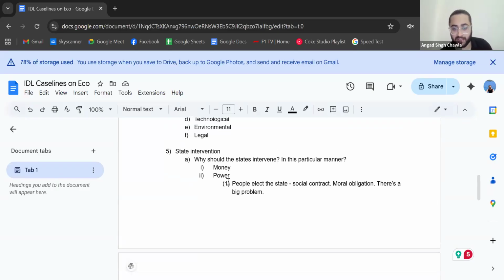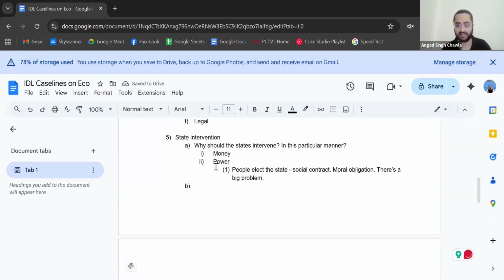Let's talk about state intervention. Why should the state intervene in this particular manner? What's the second thing that we can talk about in state intervention? Do you think there's anything else about state intervention that usually completes the idea? Yes, Ayan. I just had a thought. To answer your question, no, I don't think it's an answer.